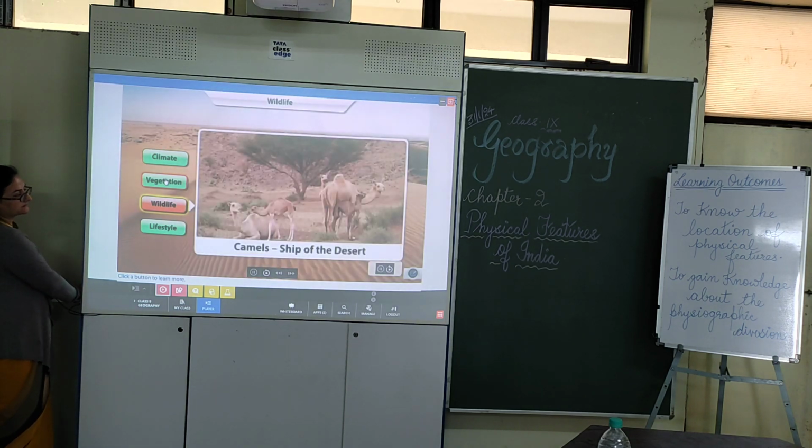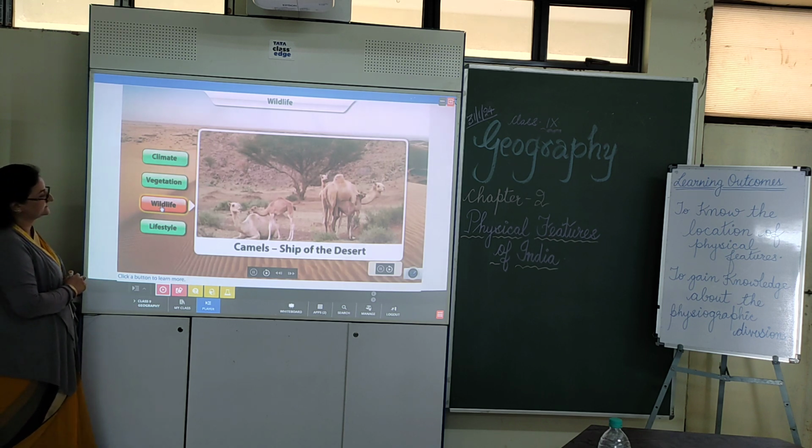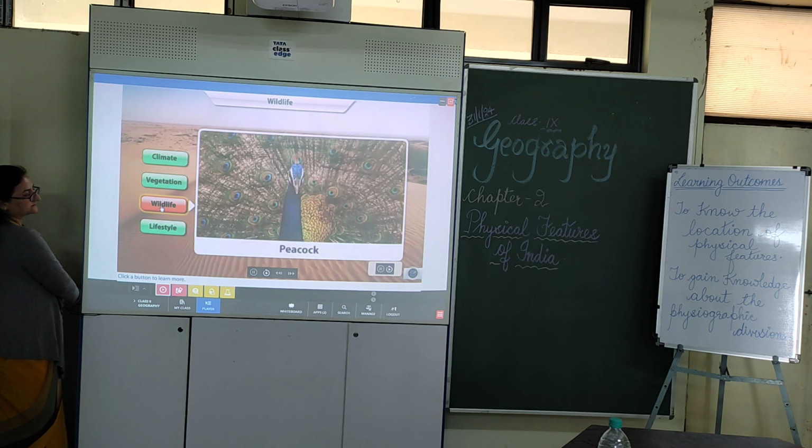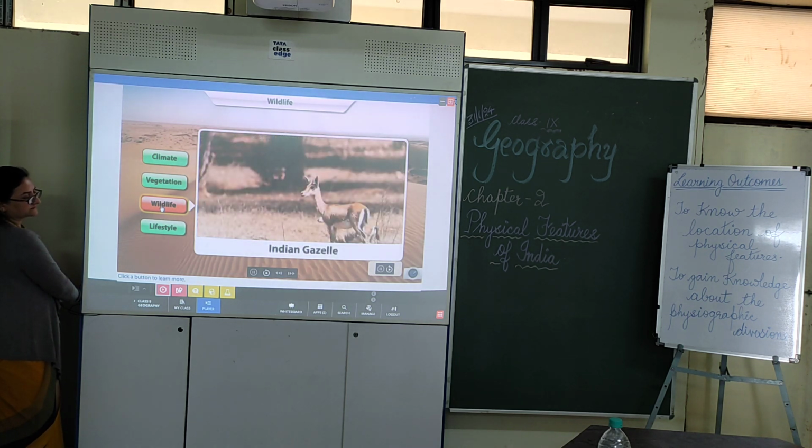The camel can live without water for days. This is our wildlife. Its padded feet help it to walk easily on hot sand. You will also find peacocks and the Indian gazelle in the Thar Desert.